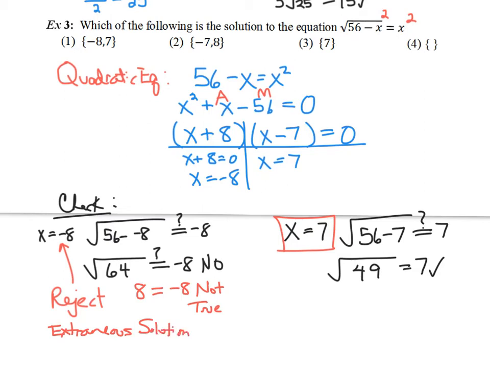Let's try x equals 7. Again, going back to the original equation that has a square root in it. The square root of 56 minus 7 is the square root of 49, but the square root of 49 does equal 7, so that check works. So we're going to keep the solution x equals 7, but we're going to reject the solution x equals negative 8.